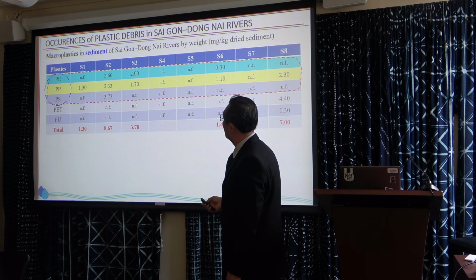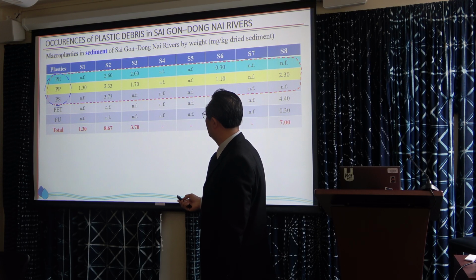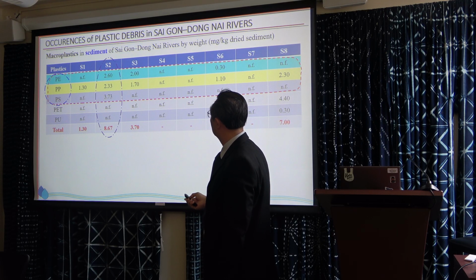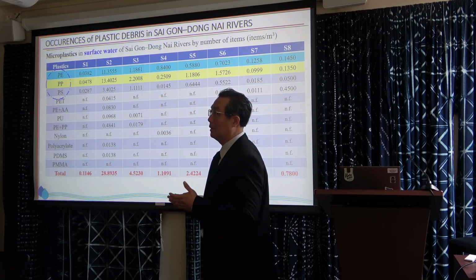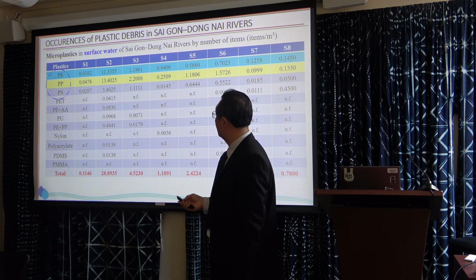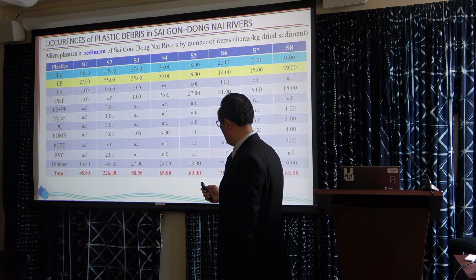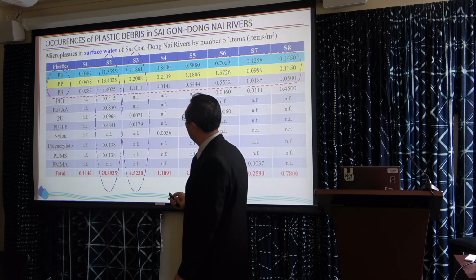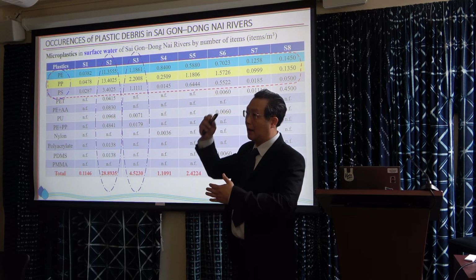And similarly, we also found some popular plastics in the sediment sample. The microplastic in surface water is rather similar to the macroplastic, but we found that most of them are polyethylene, polypropylene, or polystyrene. And also similar to the macroplastic, we found the microplastic in the middle of the river rather than in the upstream or in the downstream.